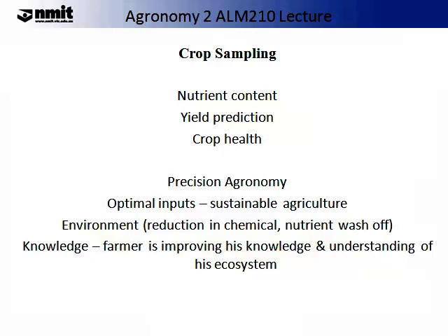Crop sampling is used extensively in precision agronomy. It allows optimal inputs and sustainable agriculture. It has benefits for the environment as you have a reduction in chemical and nutrient wash-off. And knowledge is gained by the farmer as you improve your understanding of your ecosystem and your variation.